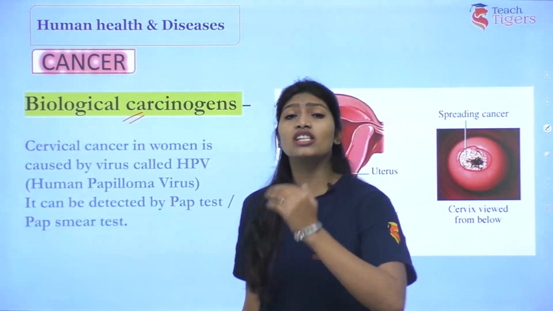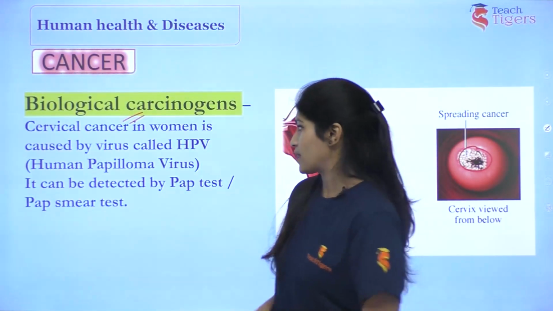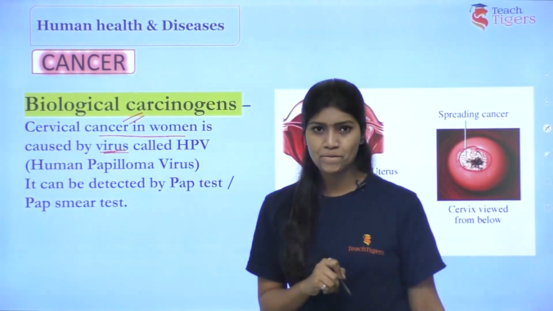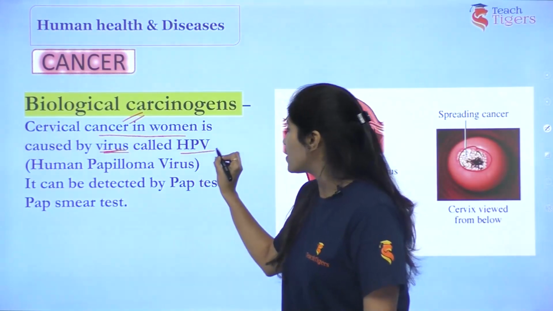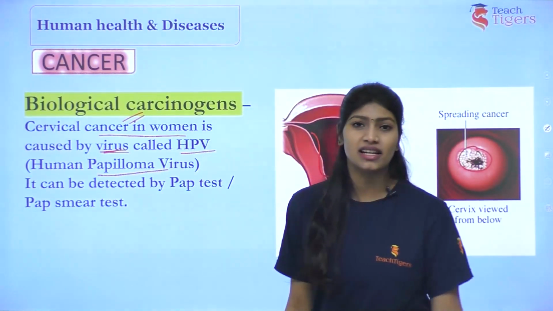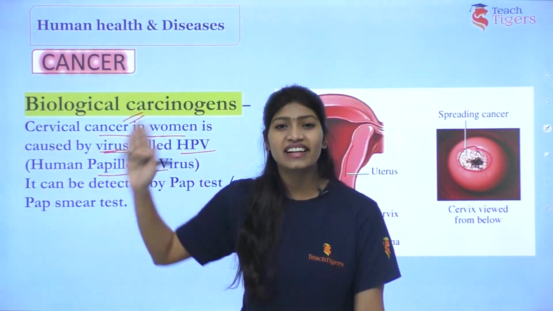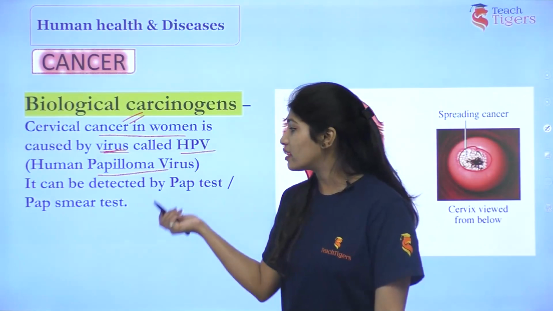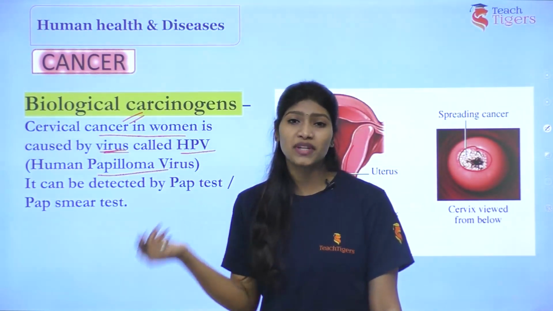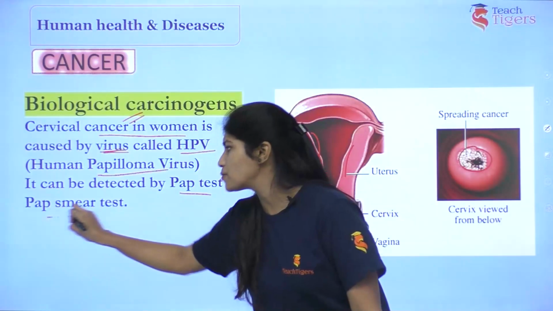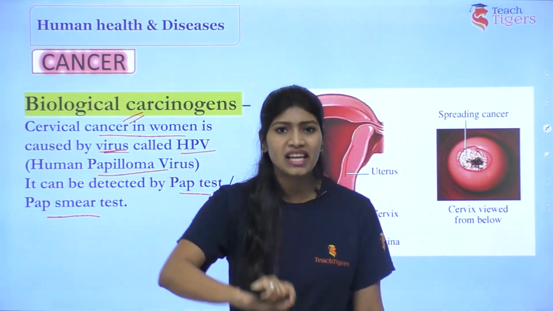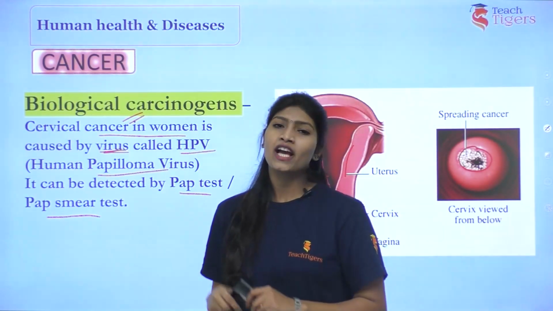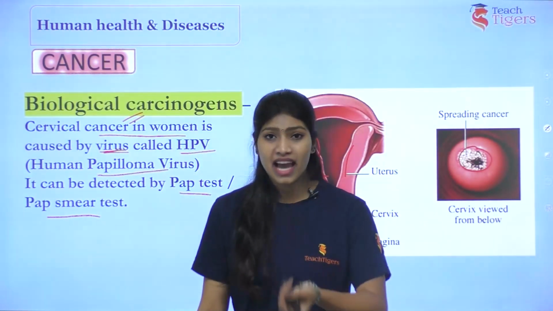How is it caused? It is caused by one of the biological agents, that is viruses. So, cervical cancer in women is caused by a virus. What virus is it? HPV, human papilloma virus. So, this is one of the biological agents that can cause cancer in females. That is an example, cervical cancer. And how can you detect this one? By pap smear test. By pap test, we can understand that the female is having cervical cancer. By this detection, by this scan. So this is about biological carcinogens.